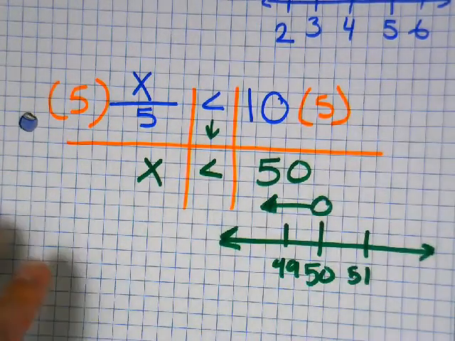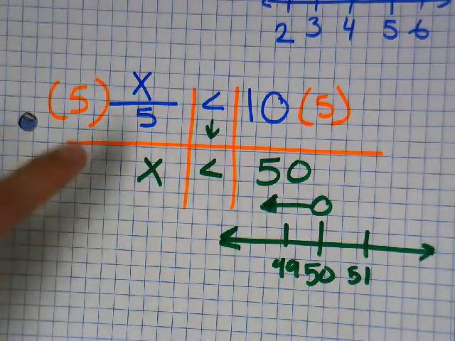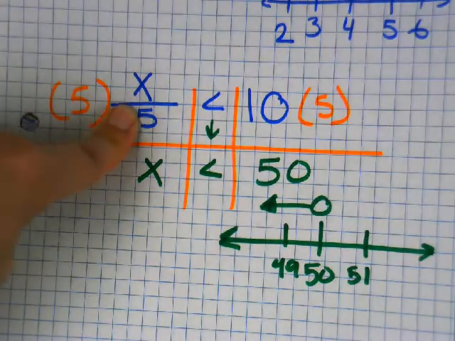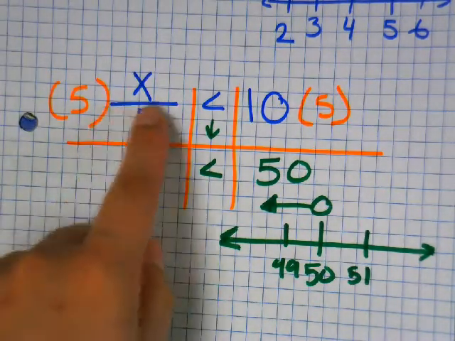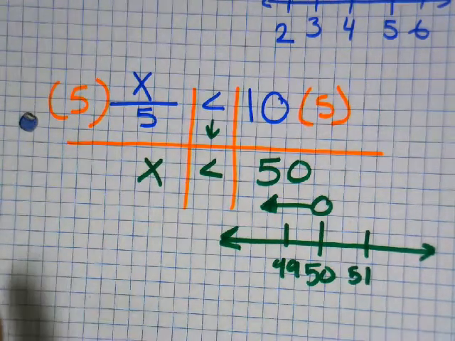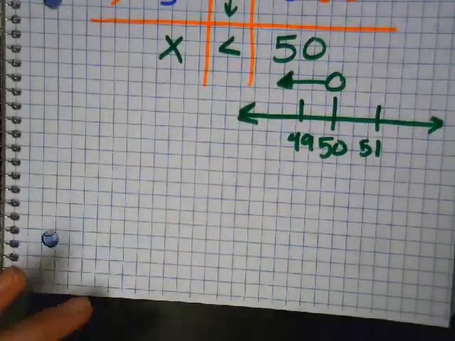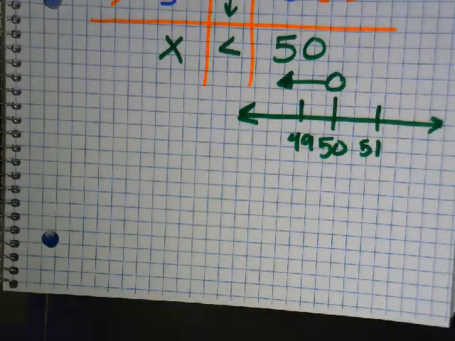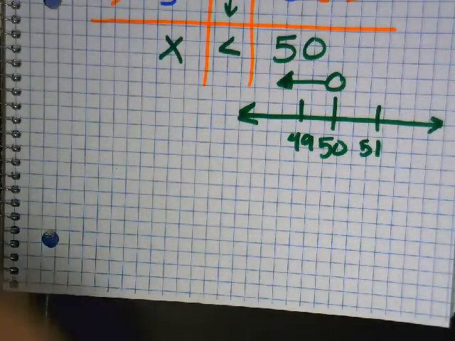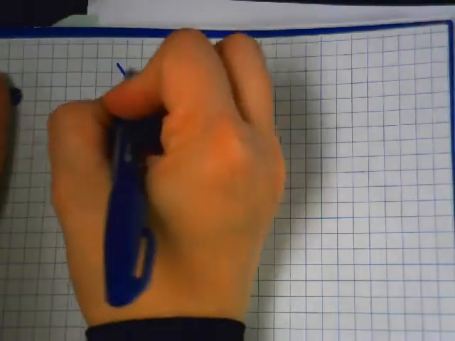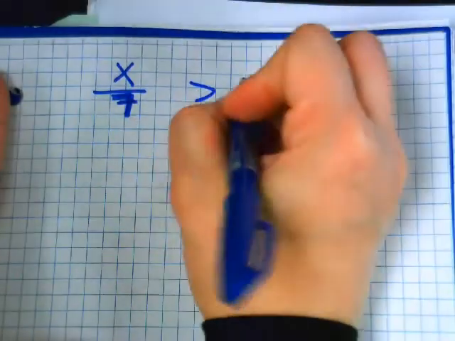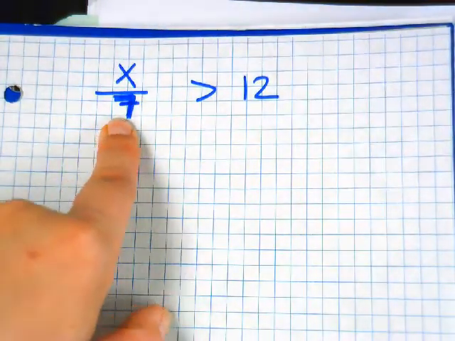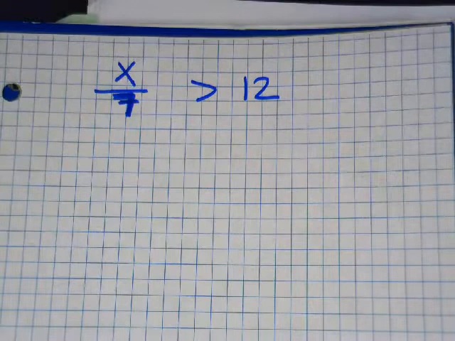Okay? So, the hardest part is recognizing, is this a division problem or a multiplication problem? Or addition or subtraction, right? You have to start memorizing that this line means division. Alright? Alright. Let's do another easy one before we start doing some hard ones. x over 7 is greater than 12.